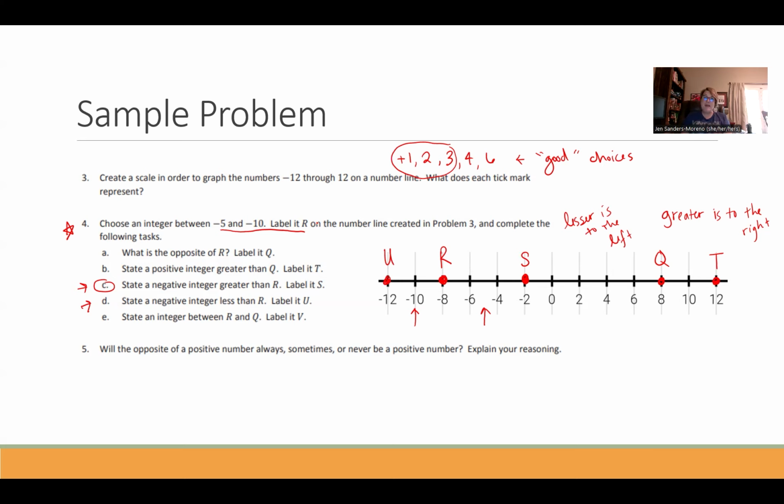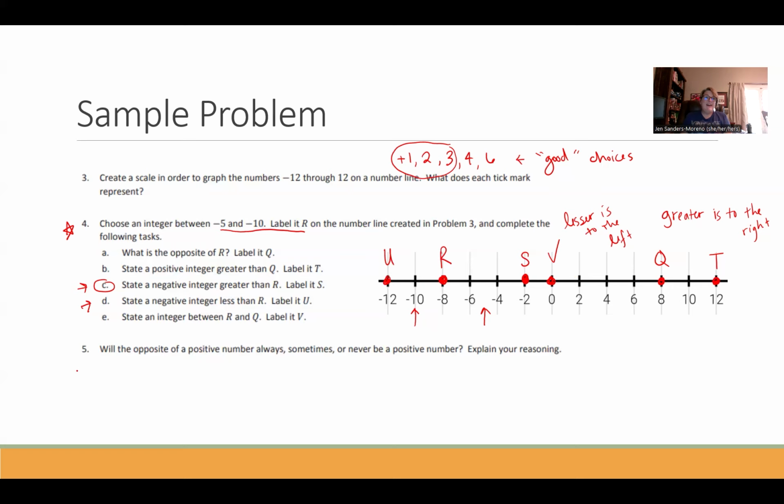Okay. Last one, state an integer between R and Q, label it V. So if I find R and Q, it says state an integer between there. So anything between R and Q, you could go for 0. You could go for anything as long as it's between these two numbers.